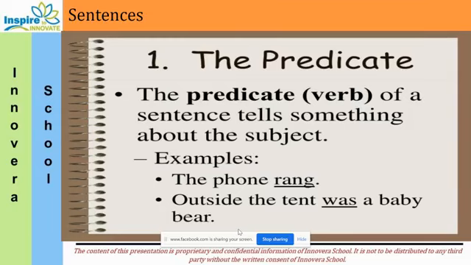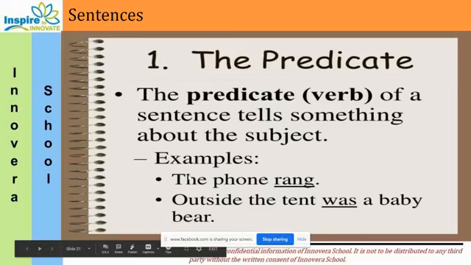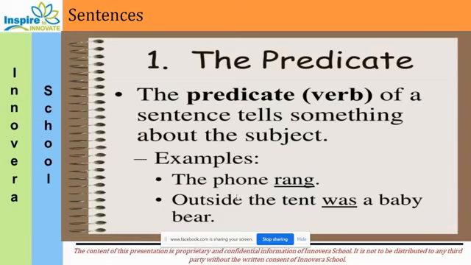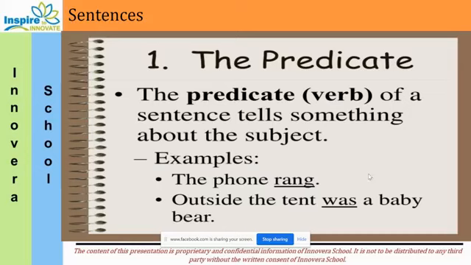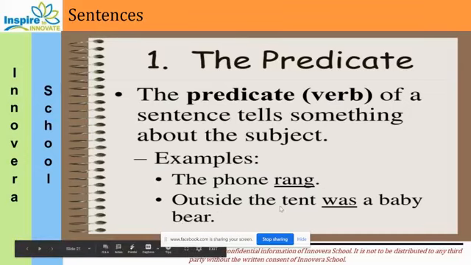Okay, so here you can see the example, the phone rang. So the phone is a subject, as I said. Phone is main subject or complete subject, and rang is a verb. It is a predicate. Since it has no object, it has only a verb. But in the next sentence you will find, outside the tent was a baby bear. So here was is the helping verb, was is working as a verb. So here rang and was is a verb which is predicate.